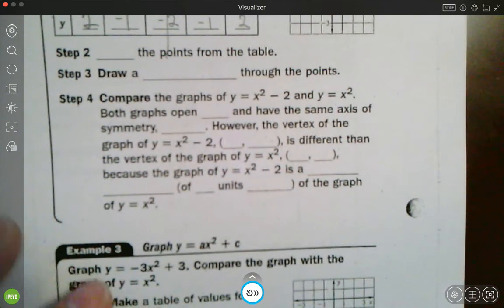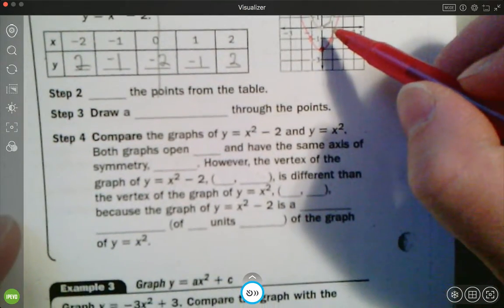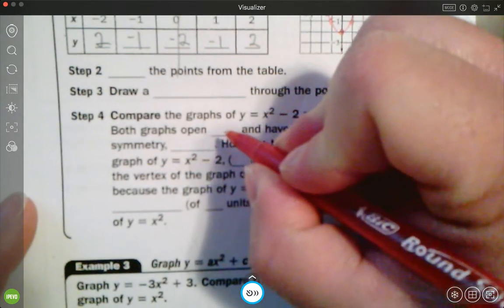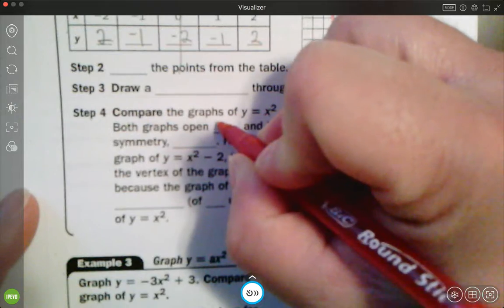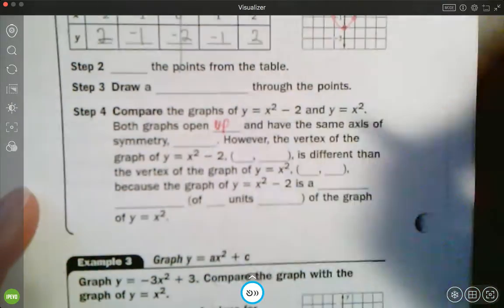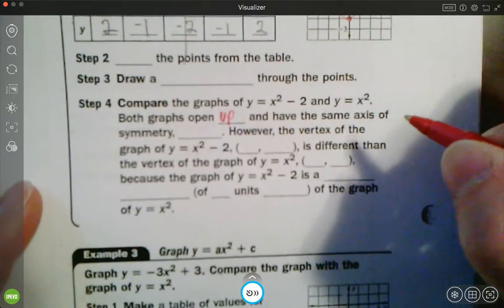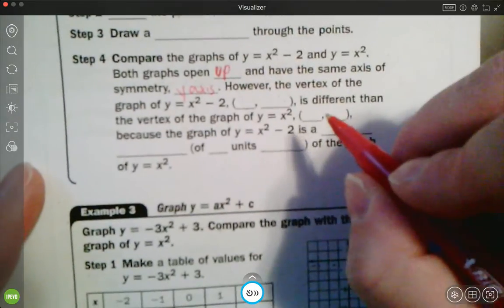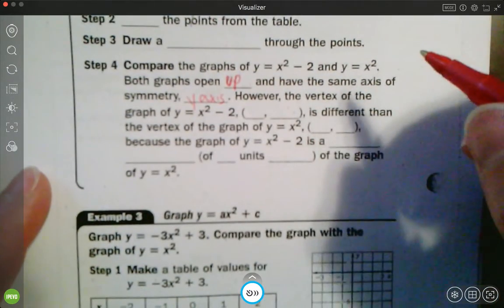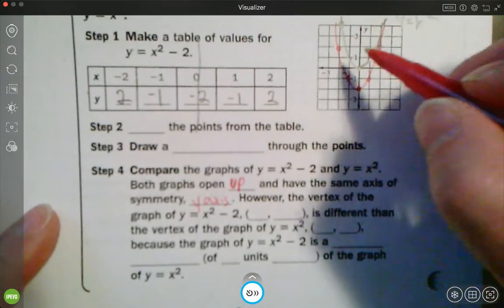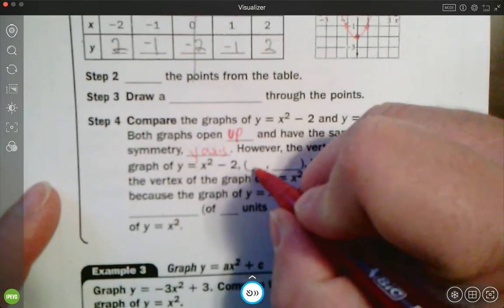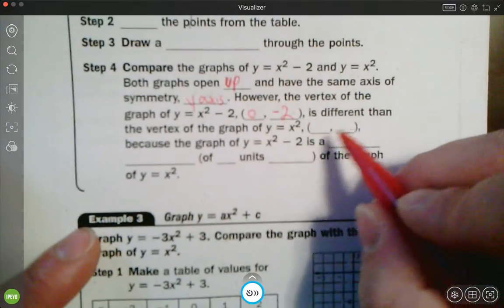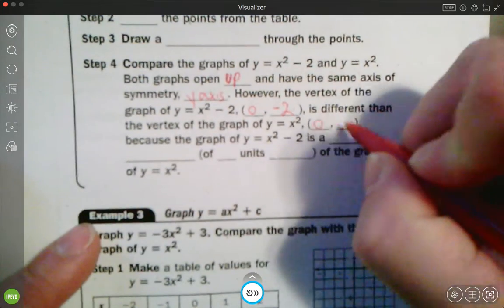So I definitely noticed that the vertex is the same. So they both open up, have the same line of symmetry, which is the y-axis still. However, the vertex of y equals x squared minus 2 is different. So the vertex is not (0, 0) anymore, but it's (0, negative 2) here. It is different than the vertex of y equals x squared, which is (0, 0).